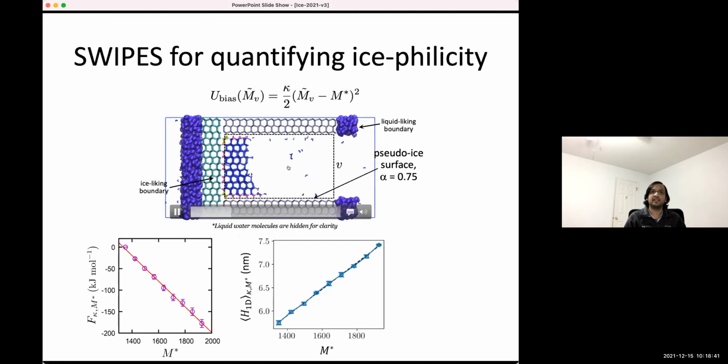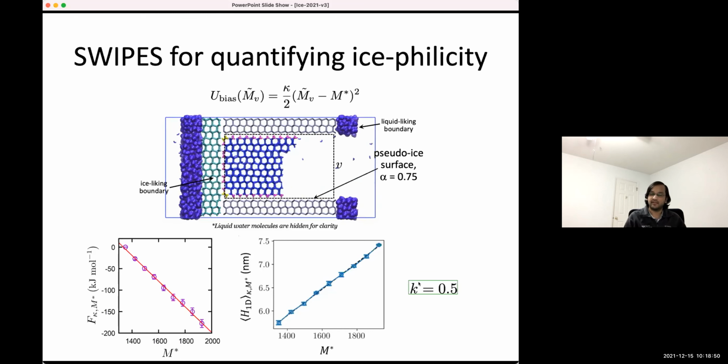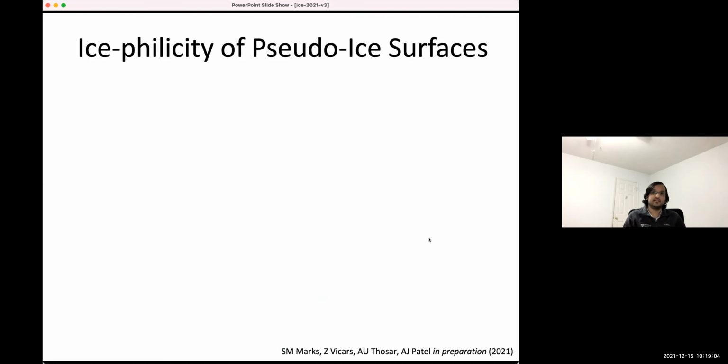And so for this particular pseudo-ice surface, for which the charges on the surface have been scaled by a factor of 0.75, it turns out that the wetting coefficient is 0.5. This means that the surface likes ice over water, and the contact angle is roughly 60 degrees. We can carry out the same exercise for our entire family of pseudo-ice surfaces.